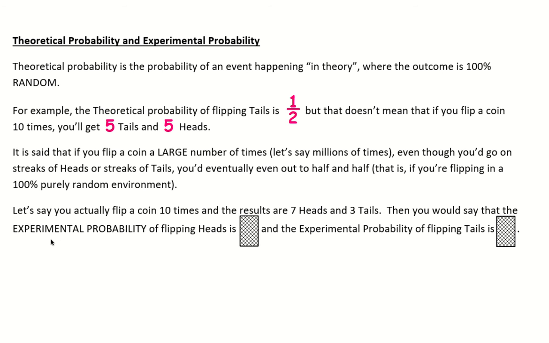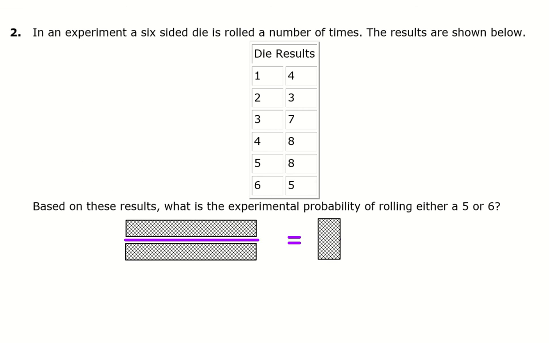Then there's actually a thing called experimental probability, where, based on this experiment, you would say the experimental probability of flipping heads is 7 out of 10, not 5 out of 10 or 1 out of 2. Based on this experiment, the probability of getting heads is 7 out of 10, and the experimental probability of flipping tails is 3 out of 10. So just know this term and how it plays out. And a couple of examples here.